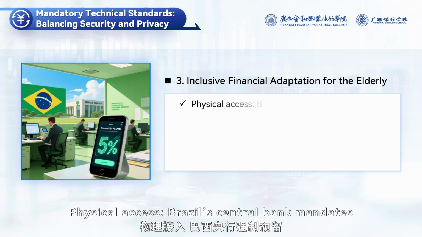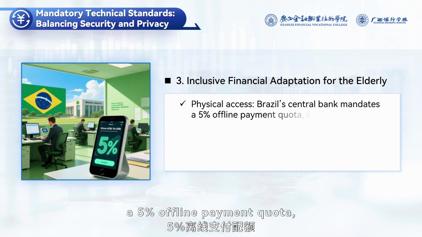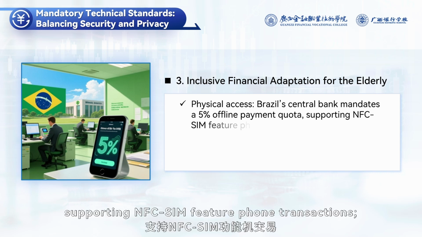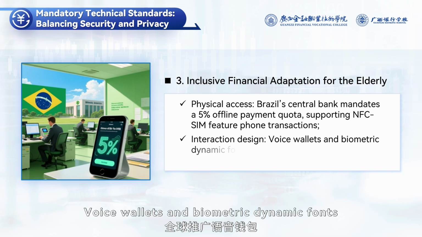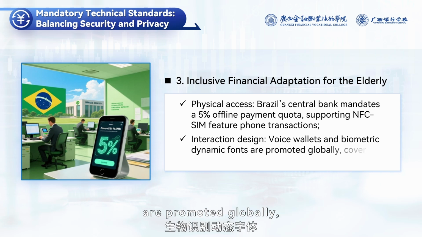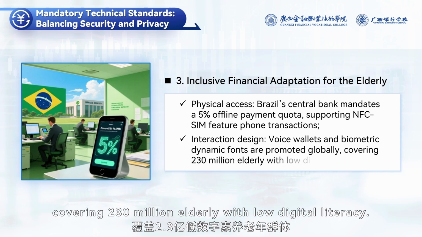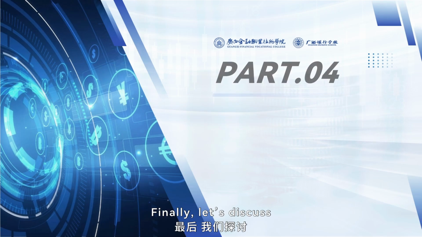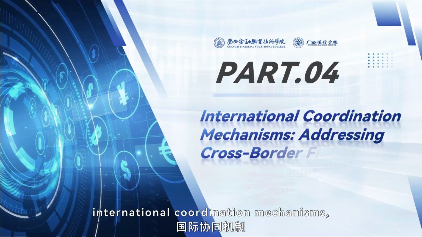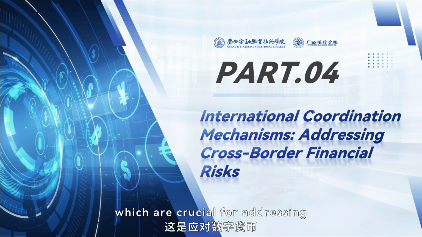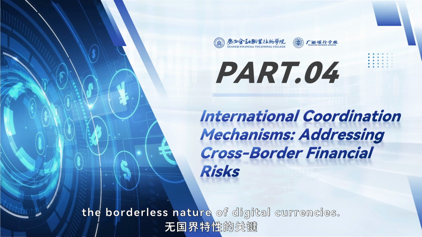3. Inclusive financial adaptation for the elderly. Physical access. Brazil's central bank mandates a 5% offline payment quota, supporting NFC SIM feature phone transactions. Interaction design. Voice wallets and biometric dynamic fonts are promoted globally, covering 230 million elderly with low digital literacy. Finally, let's discuss international coordination mechanisms, which are crucial for addressing the borderless nature of digital currencies.